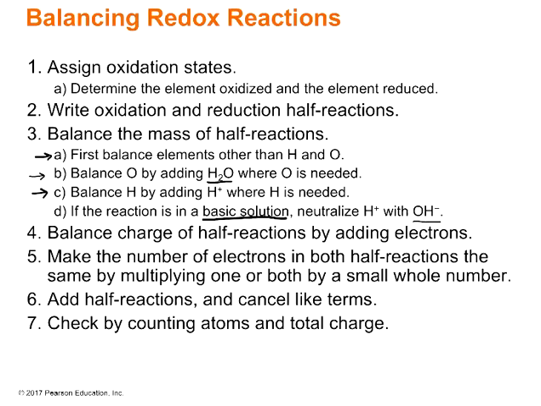So then step 4, we're going to balance the charge of the half reactions by adding electrons. And then in step 5, we're going to make the number of electrons in both half reactions the same so that they'll cancel. So we might have to multiply one or both of the half reactions by some factor so that the electrons will equal each other. And then we're going to add the half reactions and cancel anything that's on both sides of the arrow. And then at the very end, we want to check our work by making sure atoms are balanced and also that the charges are balanced on each side of the arrow.